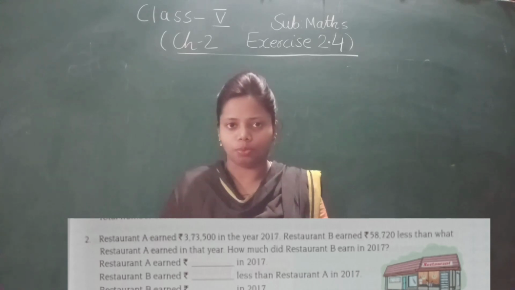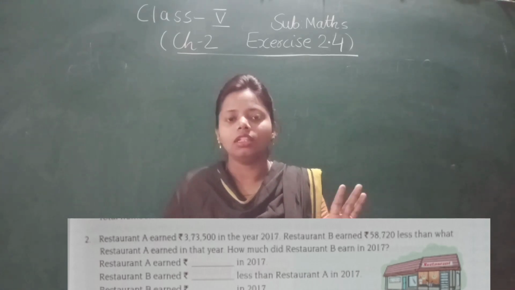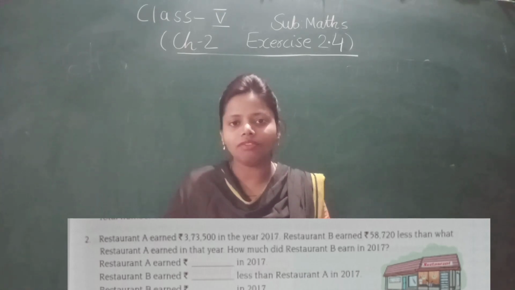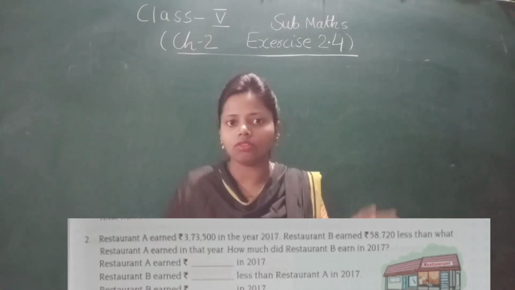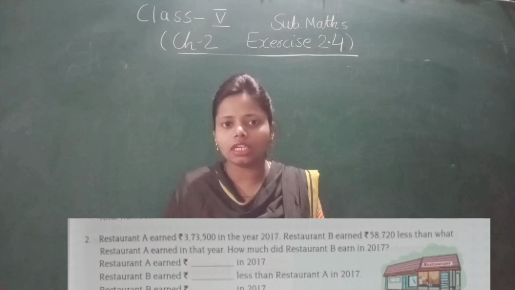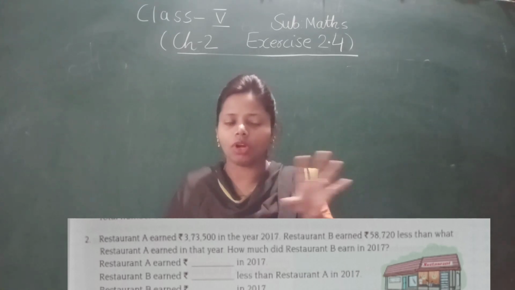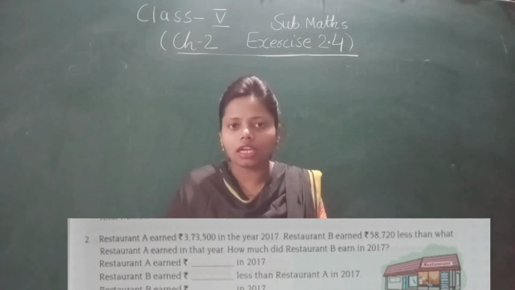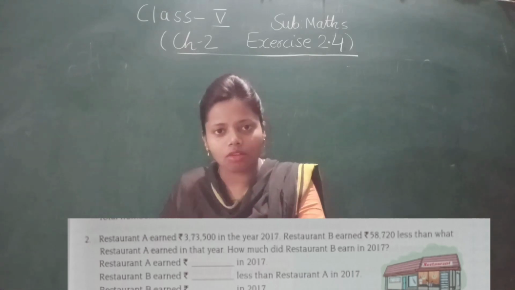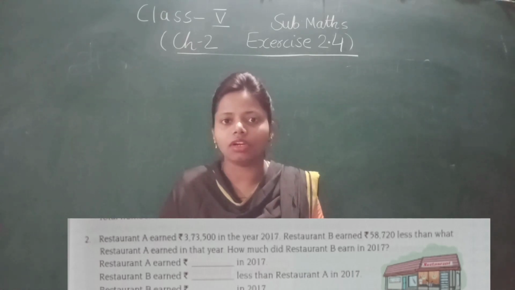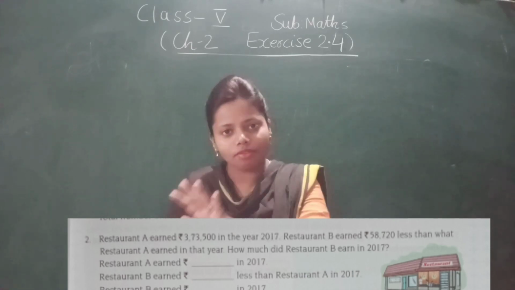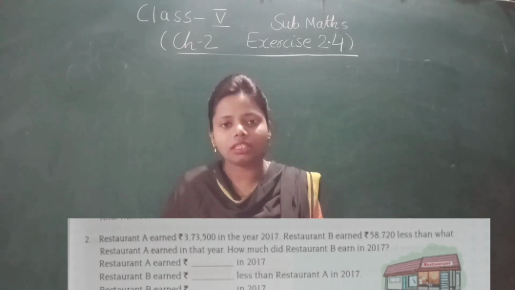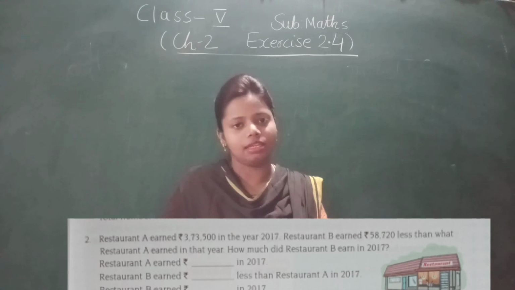You have earned 1000 rupees, and your friend has earned 300 less than what you have earned. That means how much did he earn? I have not said how much he earned, I have just said that he earned 300 rupees less than you. So what you have to do is 1000 minus 300. That means he earned 700 rupees. You earned 1000 and your friend earned 700. So how did we get this 700? By subtracting 1000 minus 300.